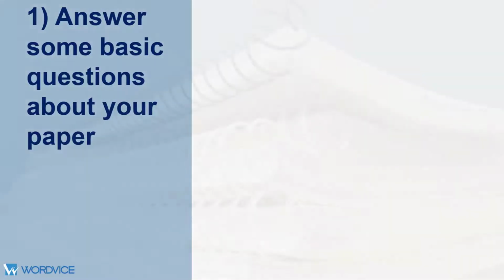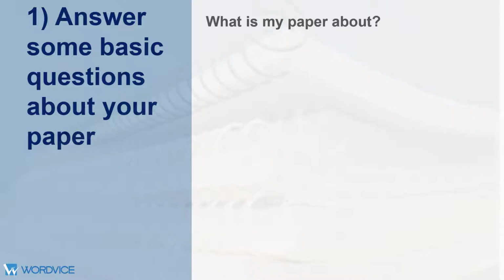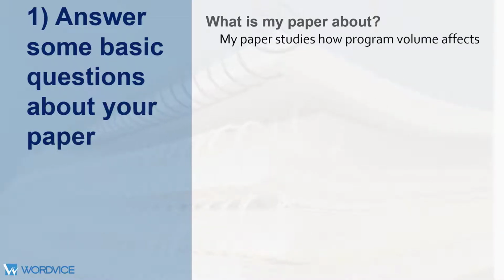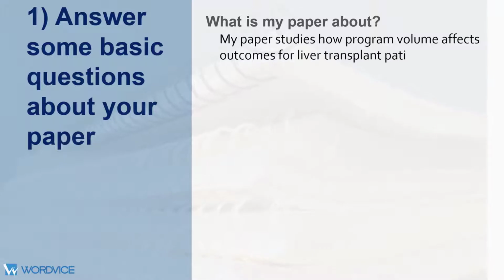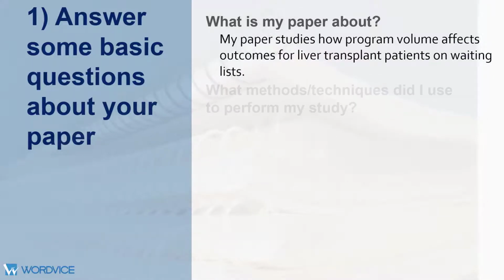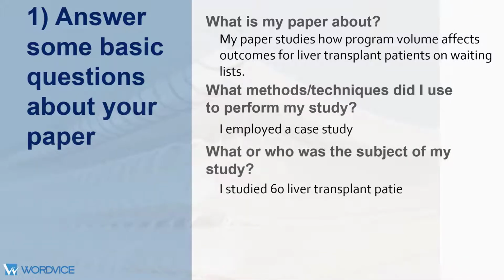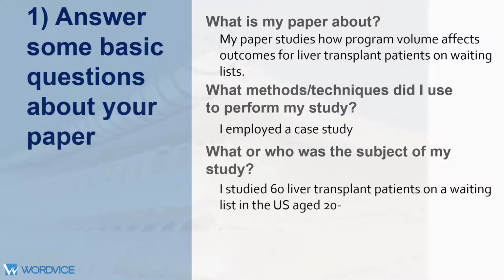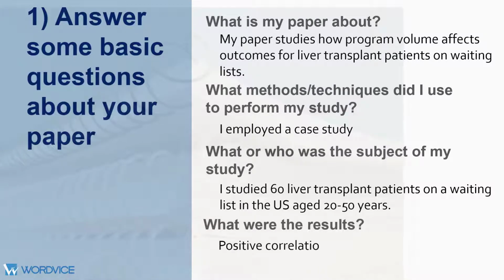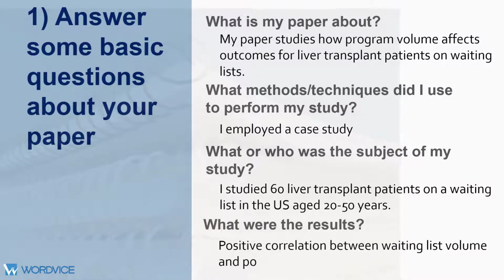First, ask yourself some questions about what your paper seeks to answer and what it accomplishes. What is my paper about? My paper studies how program volume affects outcomes for liver transplant patients on waiting lists. What methods or techniques did I use to perform my study? I employed a case study. What or who was the subject of my study? I studied 60 liver transplant patients on a waiting list in the US aged 20 to 50 years. What were the results? Positive correlation between waiting list volume and poor outcome of transplant procedure.